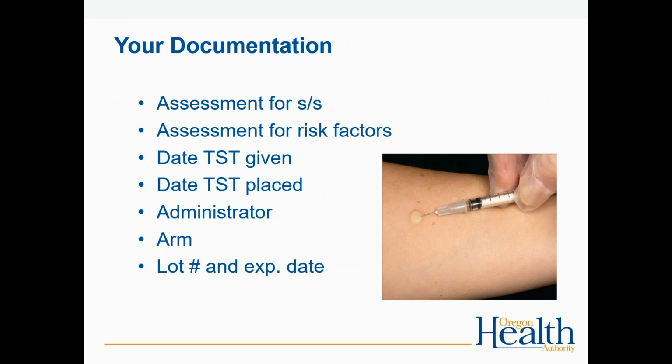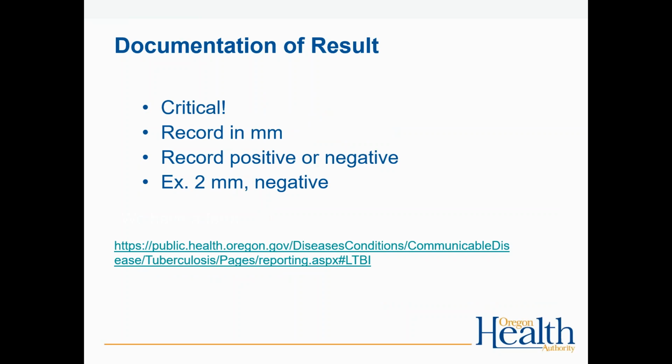Okay, so this little bit is about how you should document your TB skin test. Of course, like we said, you need to do an assessment for signs and symptoms and risk factors first, and then you would just put the date the TST is given, the date it's placed, who administered it, the arm it's on, and then the lot number and expiration date. So this documentation is really critical. You always record it in millimeters, and you record it as positive or negative. So a good example could be 2 millimeters negative. So that's how it works.